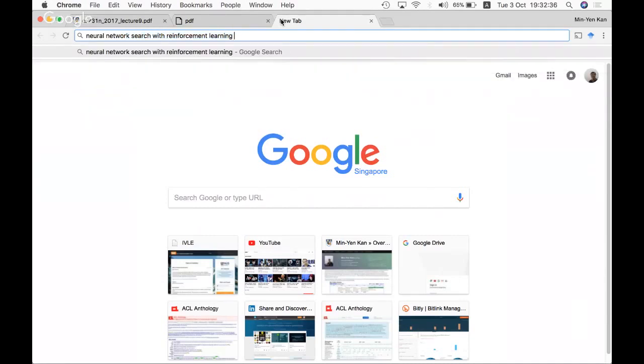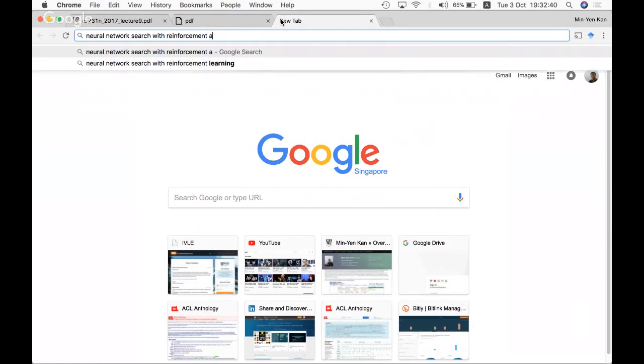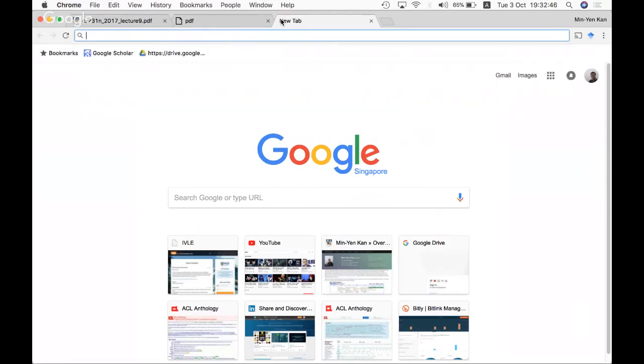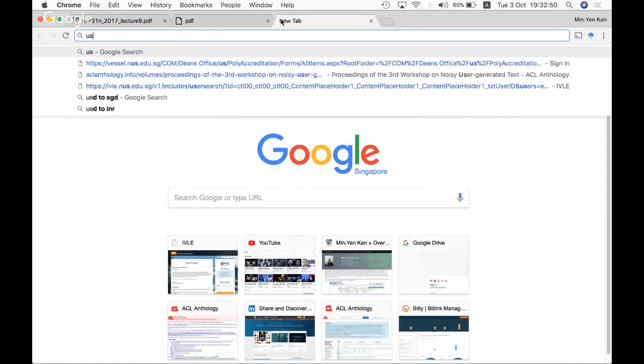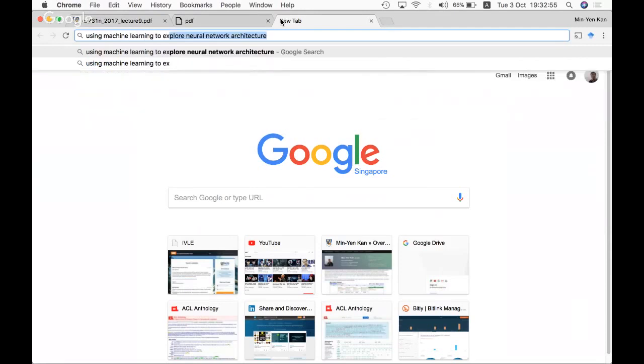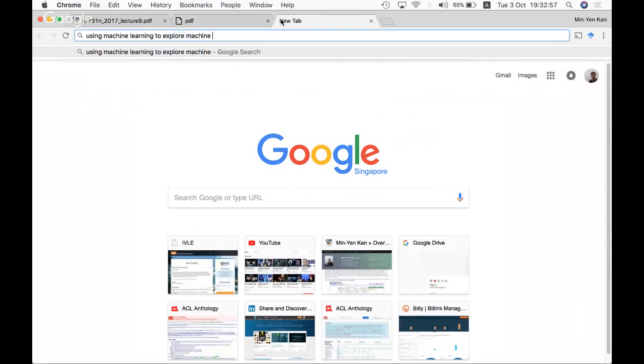Because using machine learning to explore neural network architecture. Oh. That reinforcement learning, is it a deep reinforcement learning or not? What is the block? Using machine learning to explore neural network architecture. Is that deep reinforcement learning as well?